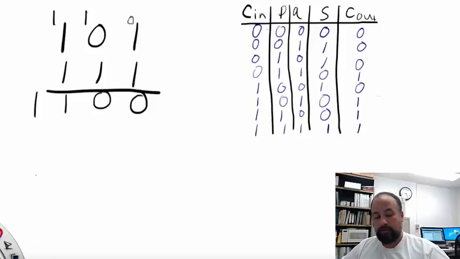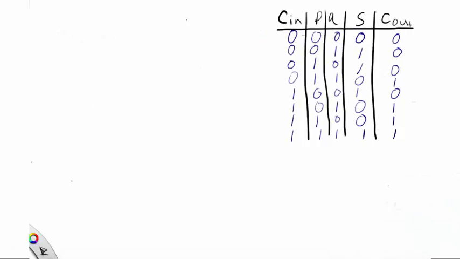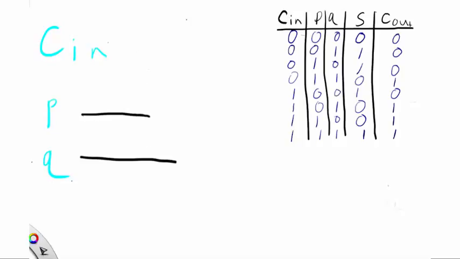All right? So now we have 3 inputs. We have Cin, we have P, and we have Q, and their corresponding lines. And we still have our 2 outputs, S and Cout.